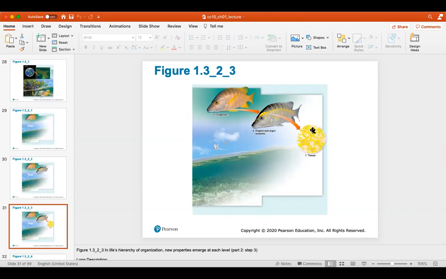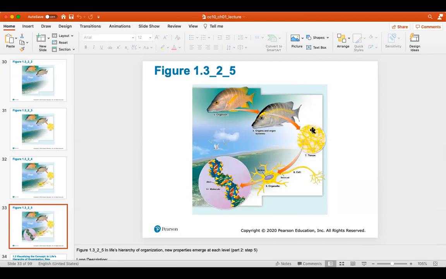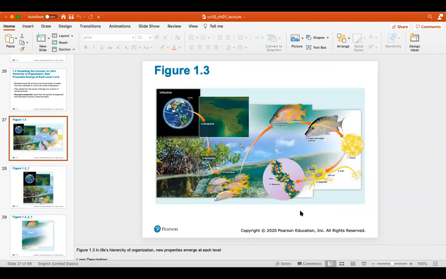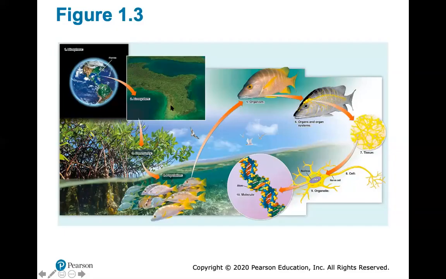And organs and organ systems are made up of tissues. Tissues are made up of cells, which can be made up of organelles, and organelles are made up of molecules, which are made up of atoms. And I want to take us back through, because I think this first picture, let's see if I can make it a little bigger, kind of explains everything about life's hierarchy.